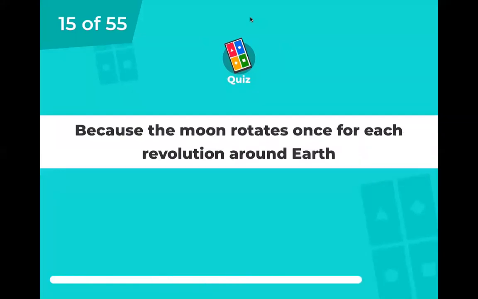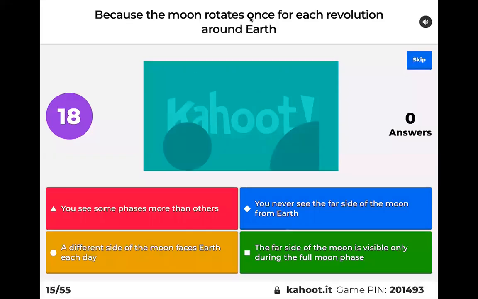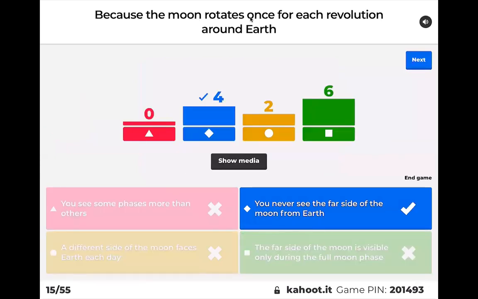Because the moon rotates once for each revolution around Earth, you see some phases more than others. A different side of the moon faces Earth each day. You never see the far side of the moon from Earth. The far side of the moon is visible only during the full moon phase. Again, guys, we never see the other side of the moon, right?